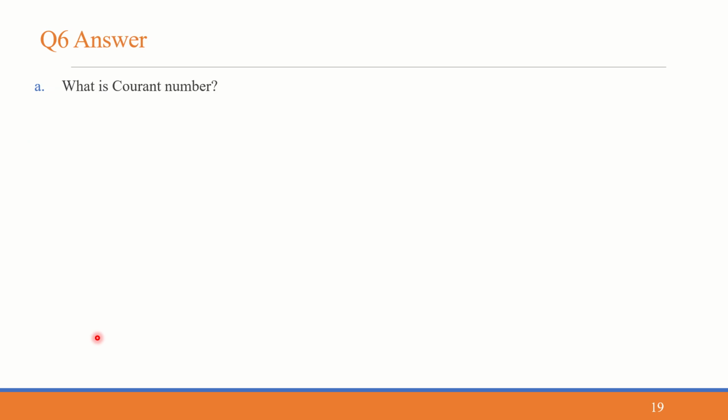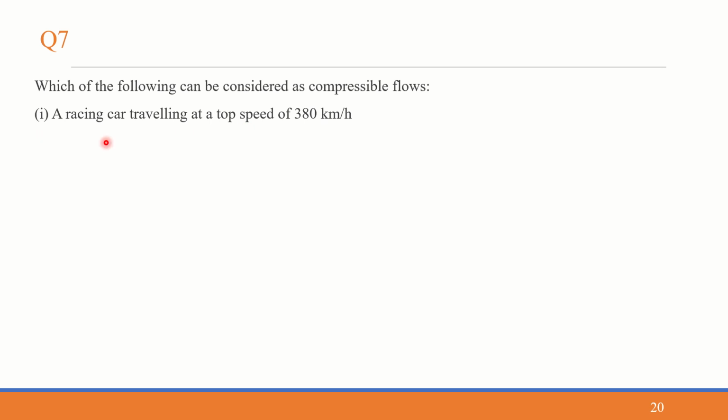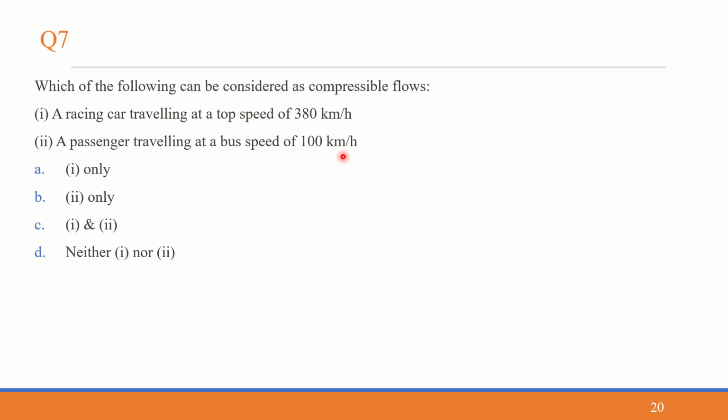So now we will go to question 7. In question 7, what is asked? Which of the following can be considered as compressible flows? First one, a racing car traveling at a top speed of 380 km per hour. Second one, a passenger bus traveling at a speed of 100 km per hour. Options are option A, 1 only, option B, 2 only, option C, 1 and 2, option D, neither 1 nor 2. So we are given two cases.